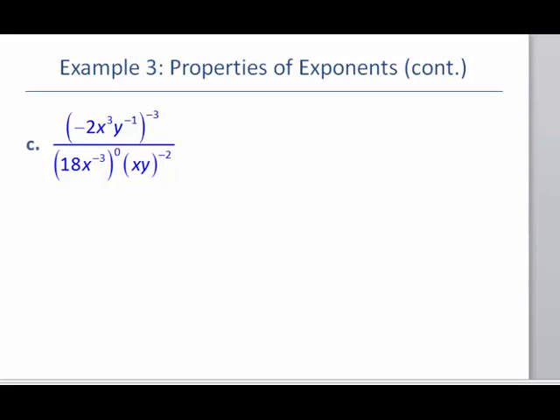All right, so let's look at part C here. Okay, so again, taking it piece by piece, let's deal with the top part of the fraction first. This -3 exponent, remember, is going to be applied to everything inside the parenthesis. So we're going to have -2 now raised to the -3. That's the first one.